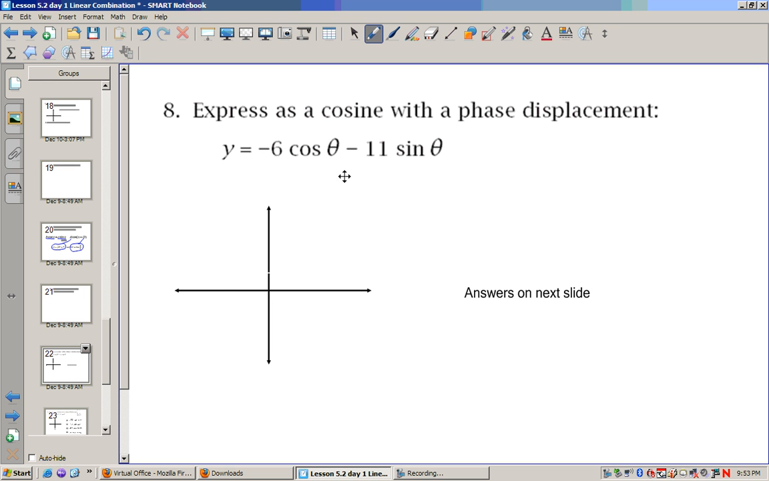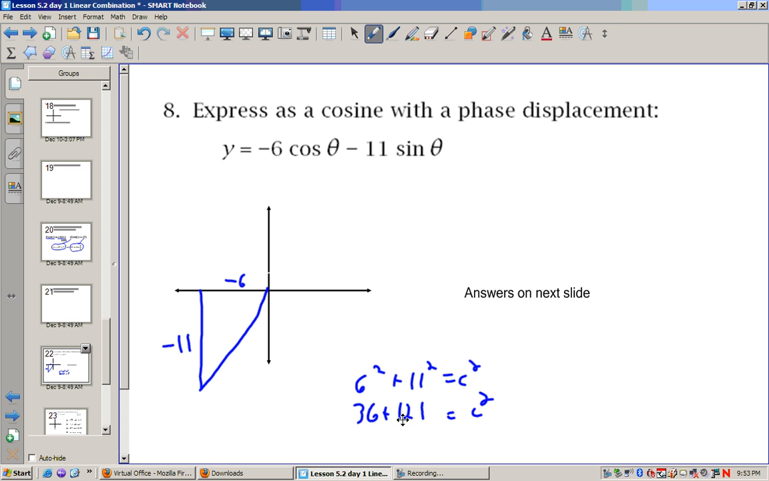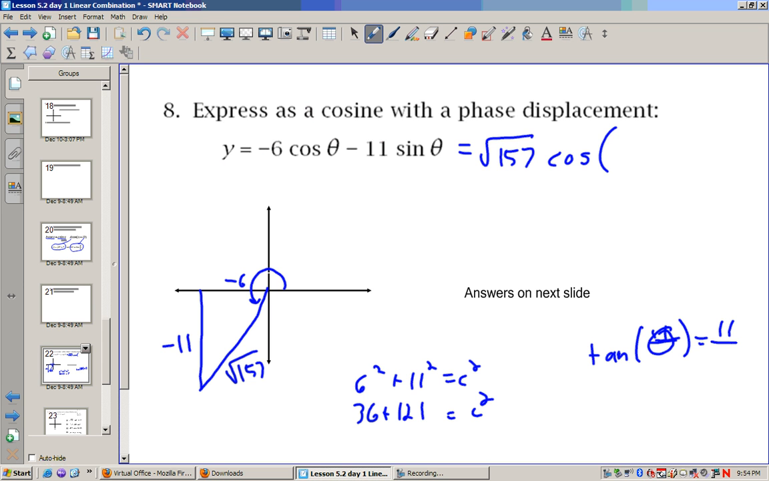Here's number 8. Here we go, 6 to the left, and then we go 11 down. So now we have to find our hypotenuse, which is 6 squared plus 11 squared equals c squared, 36 plus 121, which is 157. So we take the square root of 157. Now that's our new amplitude times the cosine of this angle. So if I take tangent of theta equals 11 over 6, theta would be the inverse tangent of 11 over 6 plus 180n.